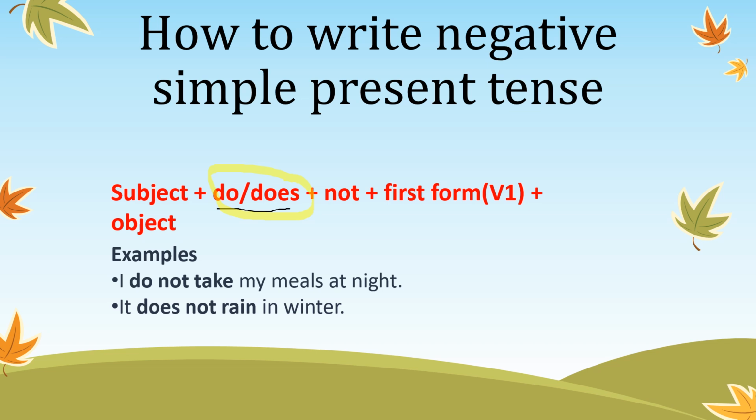For example, I do not take my meals at night. See, I is the subject, take is the first form of the verb. But we added do or do not with the first form of the verb and the rest of the sentence. So it is the negative form of the simple present tense. It does not rain in winters. So we added does not with the verb rain in winter. So we get the negative of the first form of the sentence.